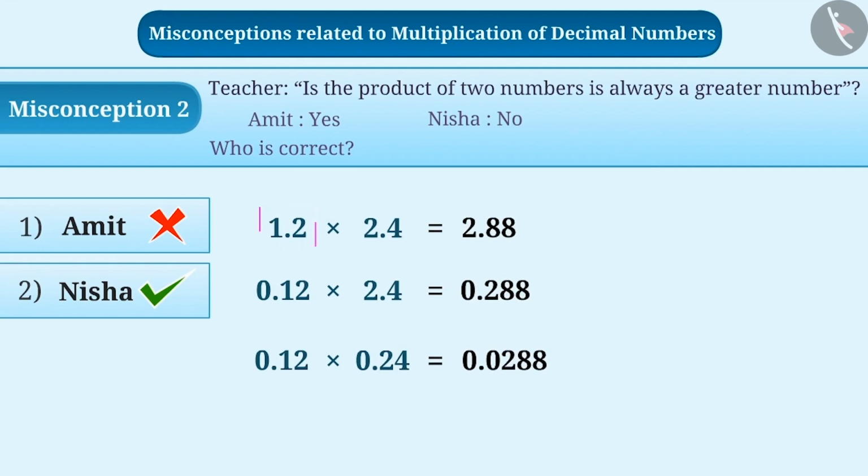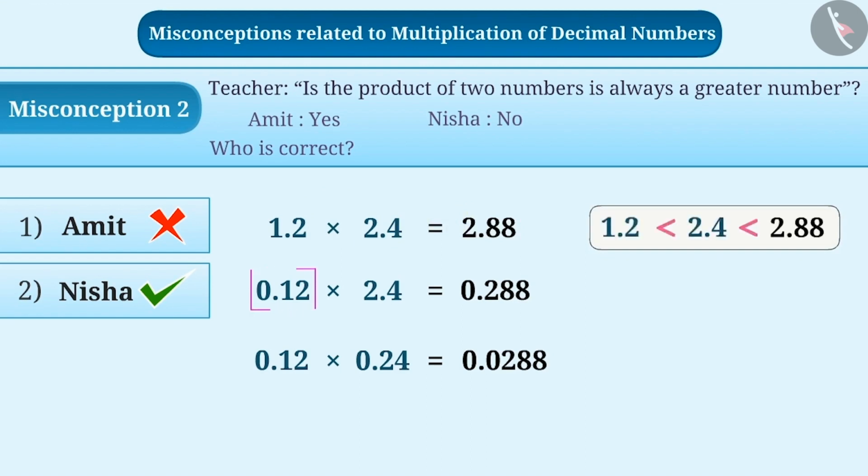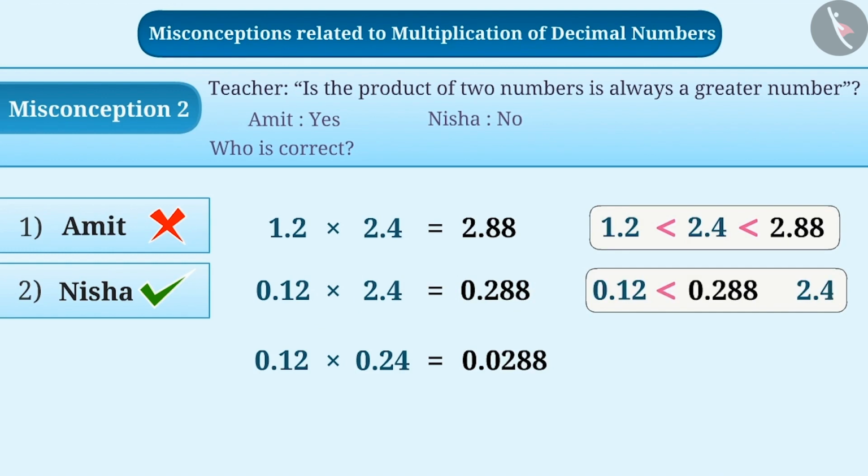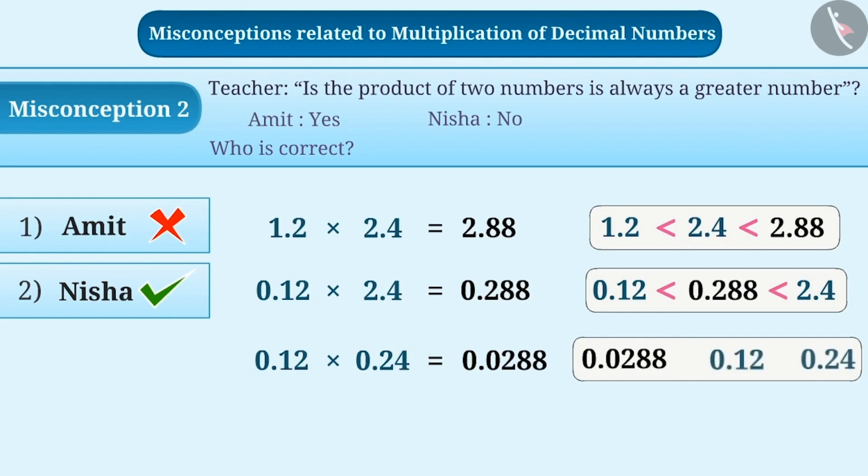For example, 1.2 multiplied by 2.4 is equal to 2.88. Here, 2.88 is greater than both numbers. 0.12 multiplied by 2.4 is equal to 0.288. Here, 0.288 is greater than 0.12 but smaller than 2.4. 0.12 multiplied by 0.24 is equal to 0.0288. Here, 0.0288 is smaller than both numbers.